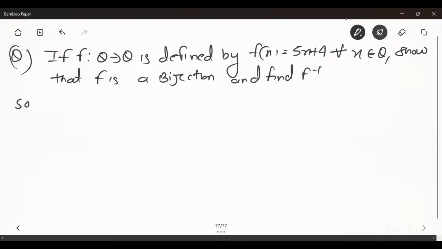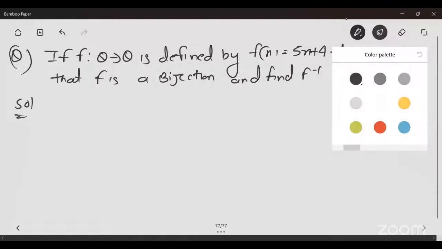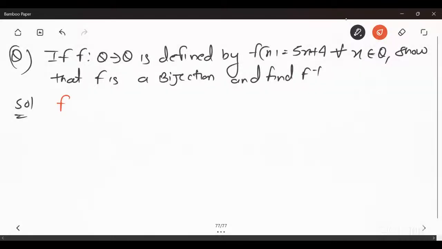Now what is given? We have given that f is from Q to Q, rational number to rational number, and the value of f(x) is equal to 5x plus 4. Now firstly we have to prove it bijection, which means one-one and onto. And if a function is bijective, then the inverse of the function exists.